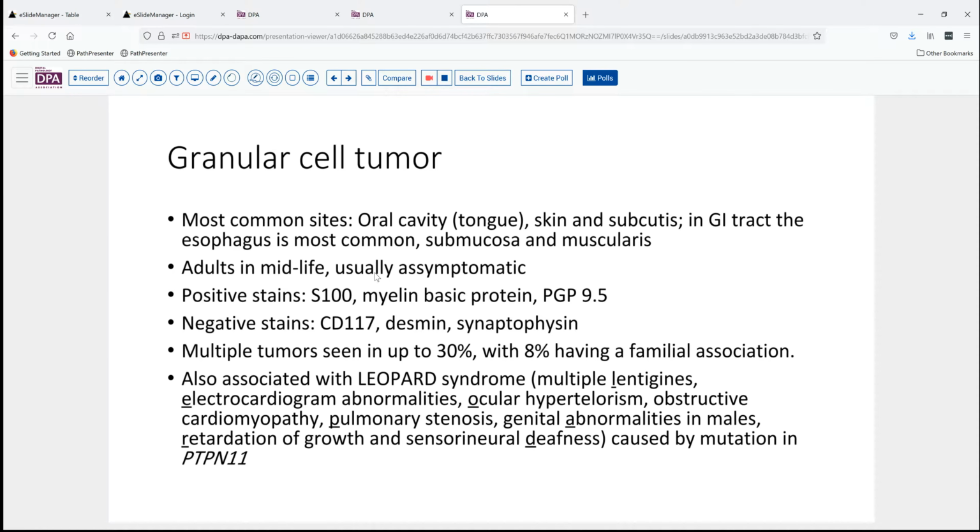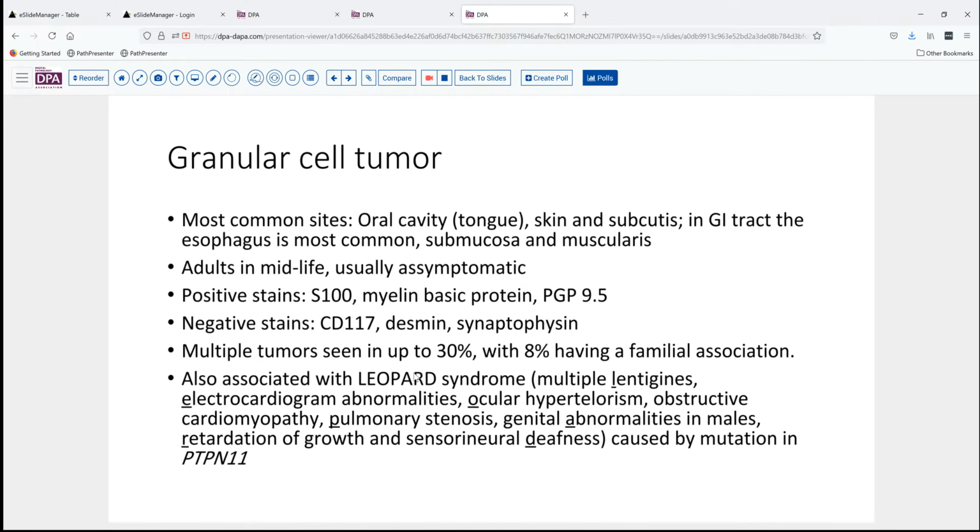The incidence is usually in adult life, and most often these are asymptomatic. As we've mentioned, these lesions are S100 positive, but they can also stain with myelin basic protein or PGP 9.5. They would uniformly be negative for markers of GIST, smooth muscle tumors, neuroendocrine tumors, and so forth. Of note is that up to 30% of patients, as our patient was, can have multiple lesions, and a fair percentage will also have a familial association.